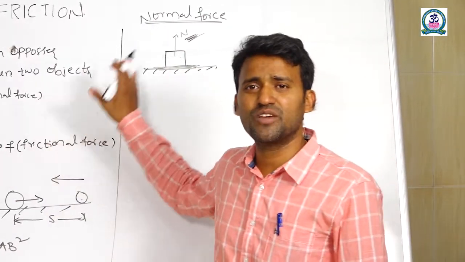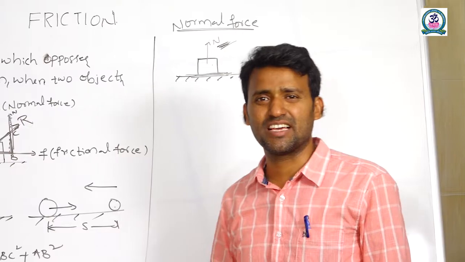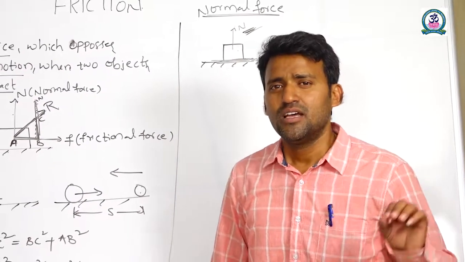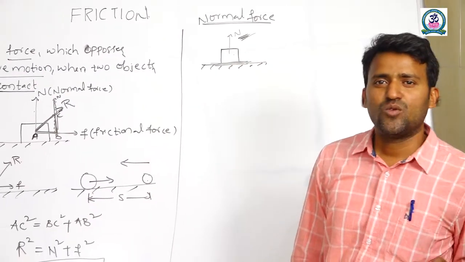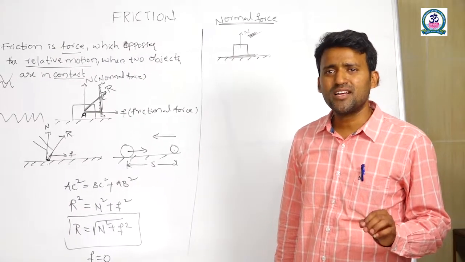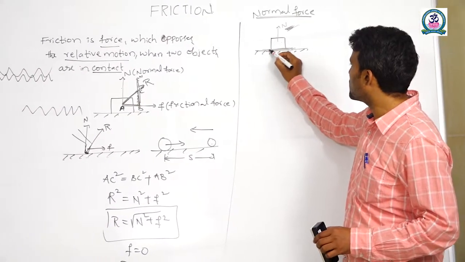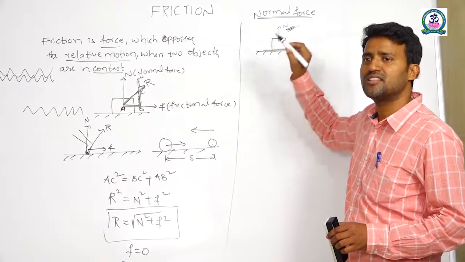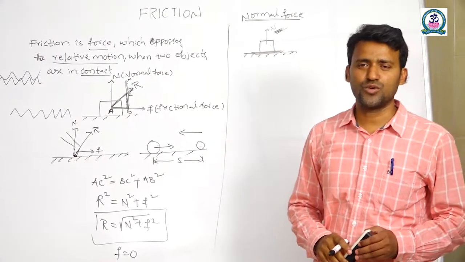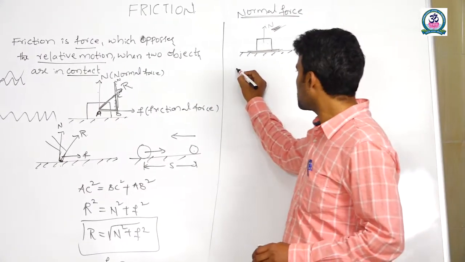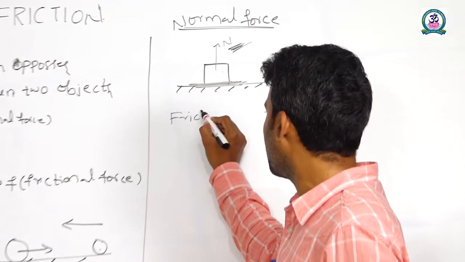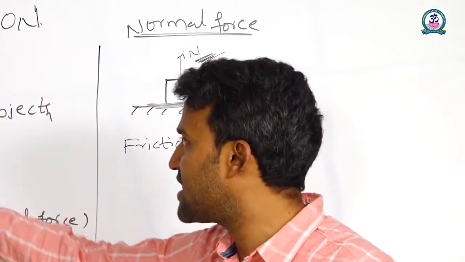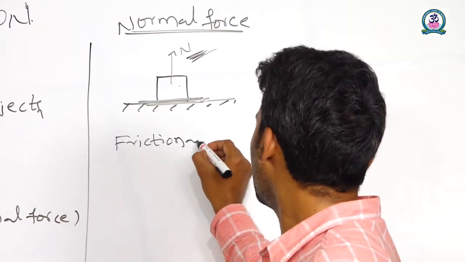According to this diagram we can define the normal force like this. Once again I am defining: a force exists when two objects are in contact which is perpendicular to the plane of contact; that is called a normal force. And next one is frictional force. According to the diagram I am defining, this is not a perfect standard definition.